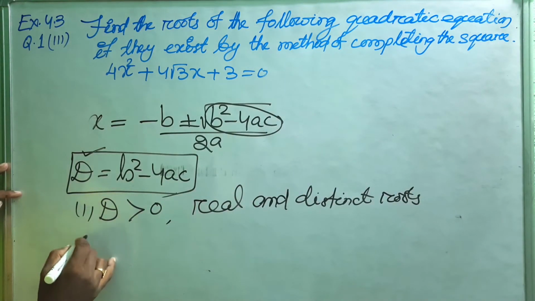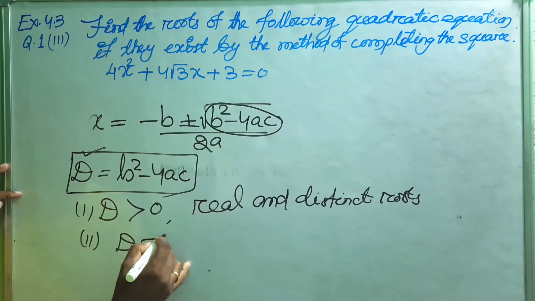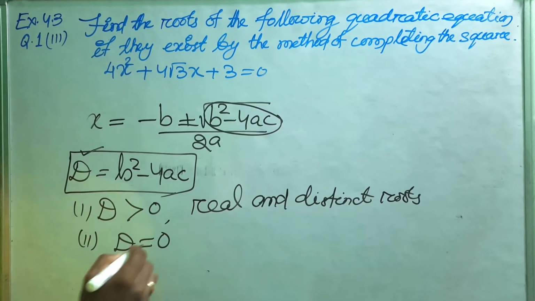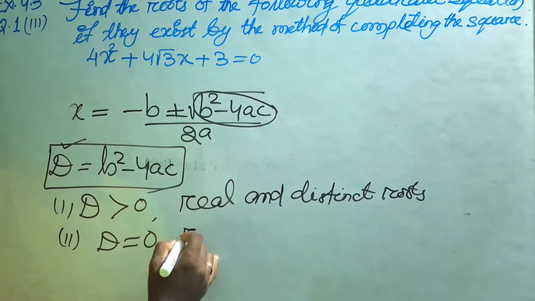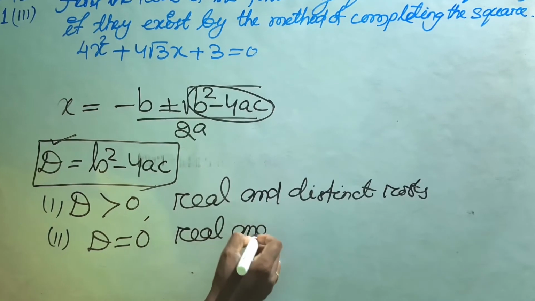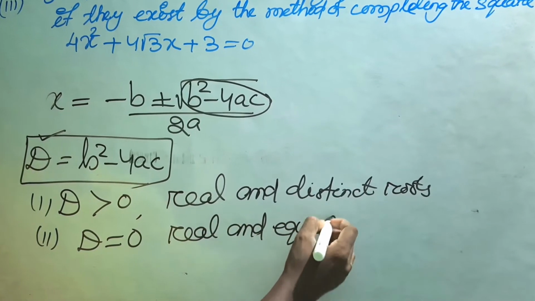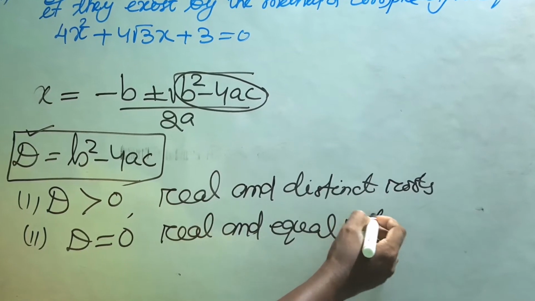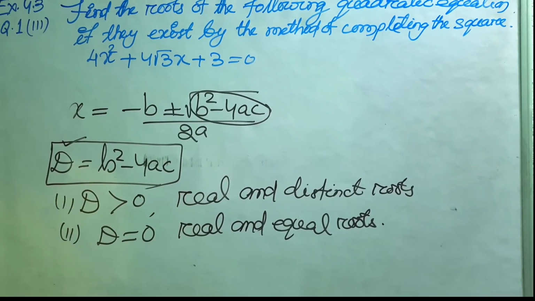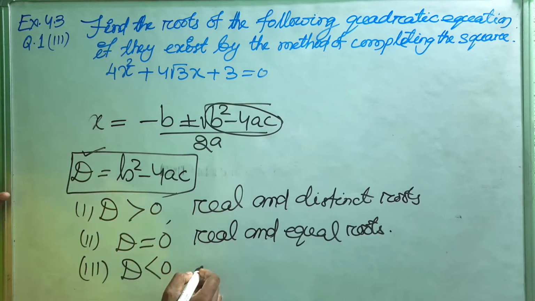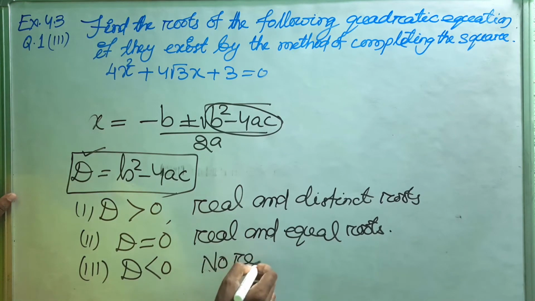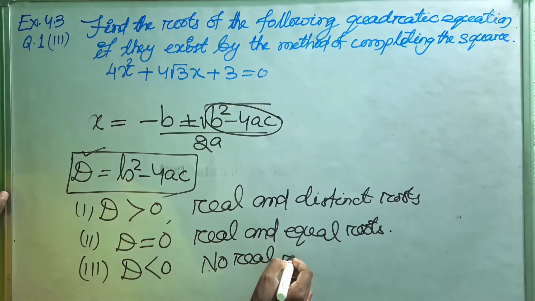This is case 1. In case 2, when D is equal to 0, the quadratic equation will also have real roots, and the roots are equal, that is, real and equal roots. But in case 3, when D is less than 0, that means you get a negative number, then there are no real roots.